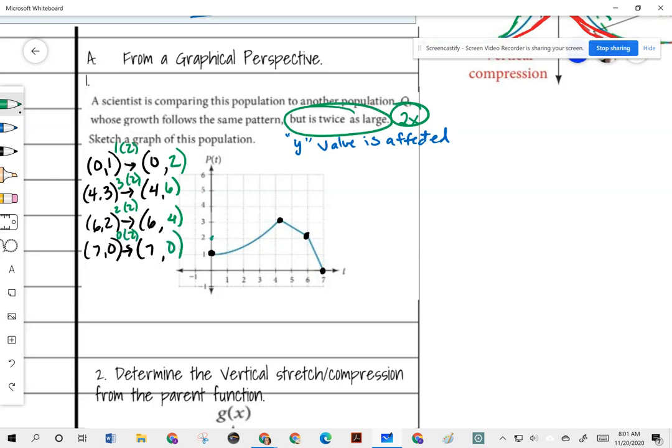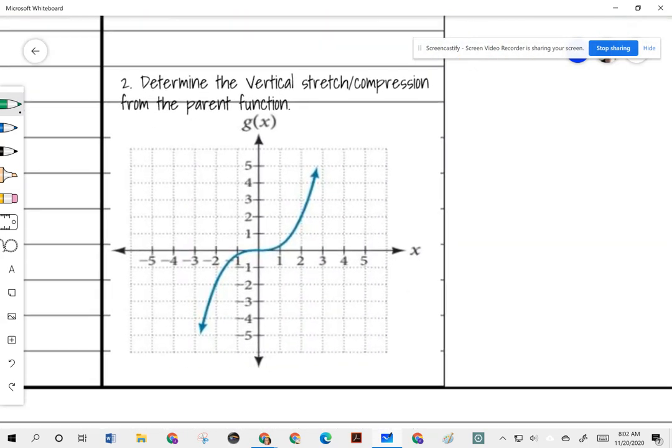So then you just plot those points, and then you are going to follow the same shape of the original graph. And there you have where you've just graphed that vertical stretch. So now we're going to take a look at what if I give you an already existing graph and you're supposed to determine whether it's a vertical stretch or compression.